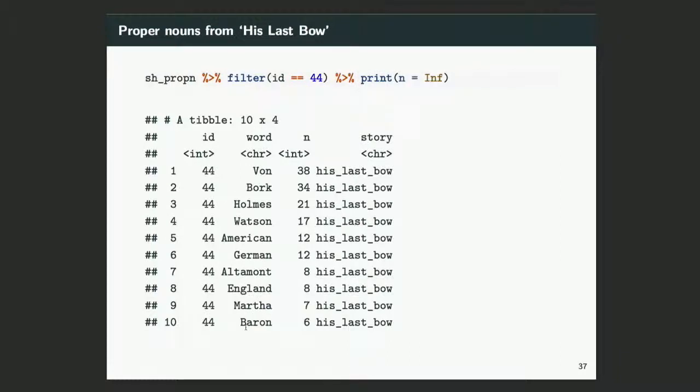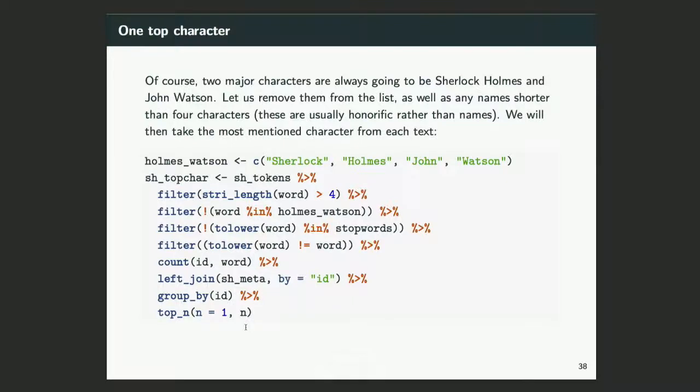And then similarly, we see in His Last Bow the character names that we were looking at before. So von Bork, Martha Barron. Is Martha Barron the other one they're looking for? Yeah, Martha Barron's the other character that Sherlock Holmes is looking for. And we do see some proper nouns like German and Altamont and American that are obviously proper nouns, but they're not characters. And we'll see later on how we can fix that. But we're getting closer and closer.